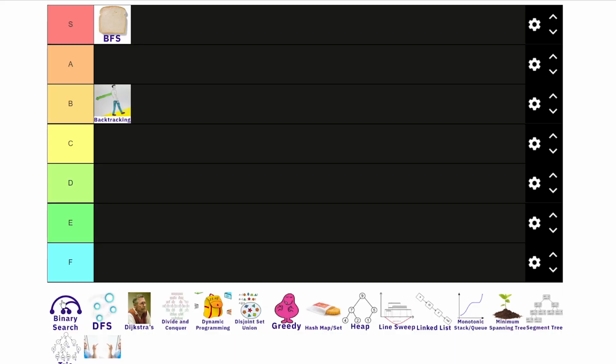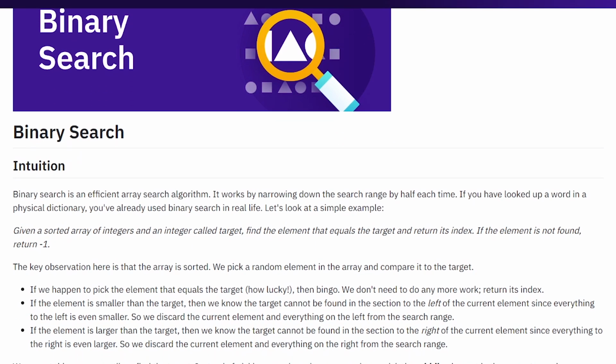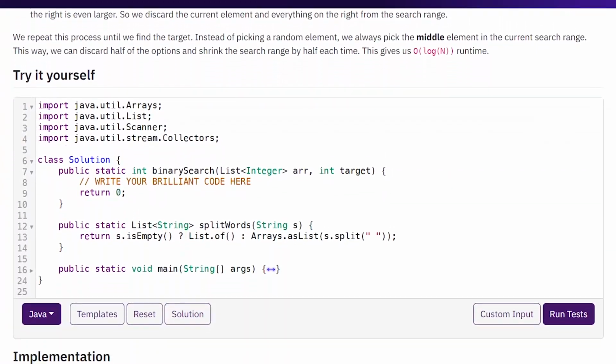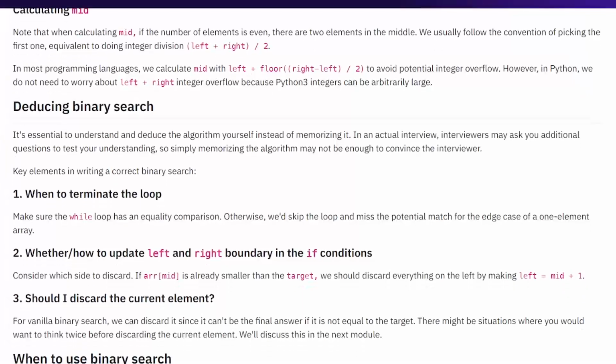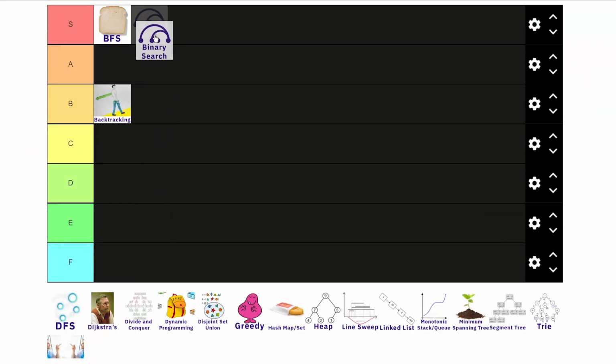Not only is binary search a really important topic, it's also an elementary topic. So if you don't already know it, you should definitely read up on it in our AlgoMonster article. In terms of tiering, it's somewhere between an S and an A tier, but just because the frequency of binary search isn't as common, I'm going to put this in the A tier. The next algorithm that we have is DFS.